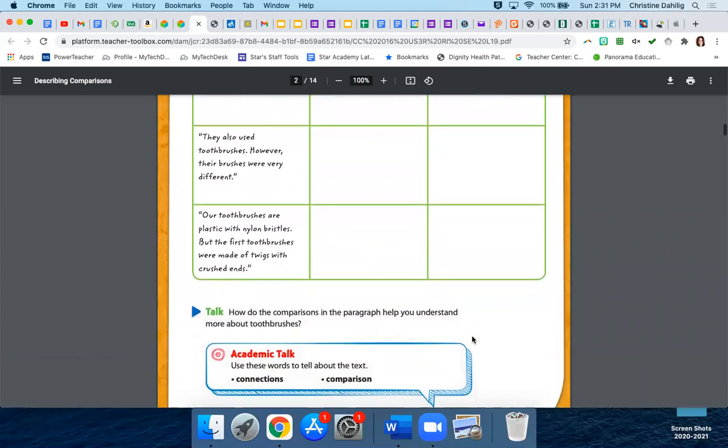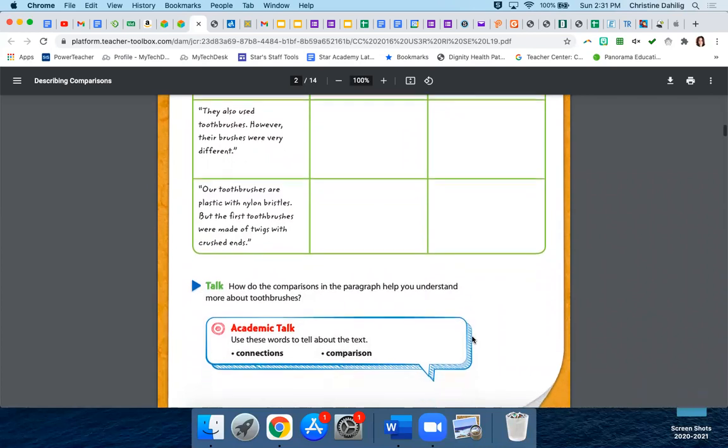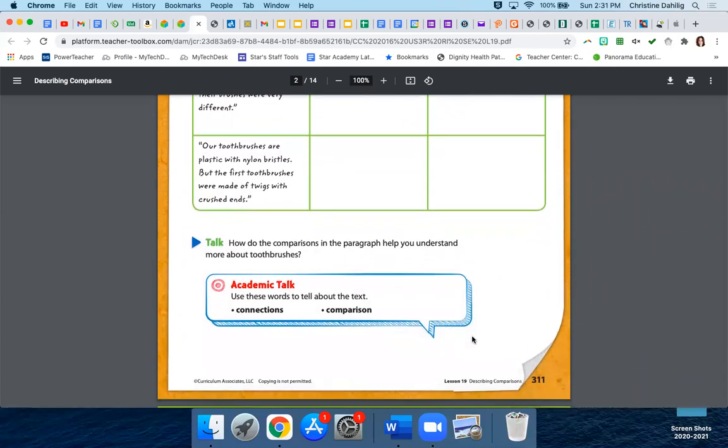So we are going to pause the video here so that you can complete this organizer on page 311 before we proceed.